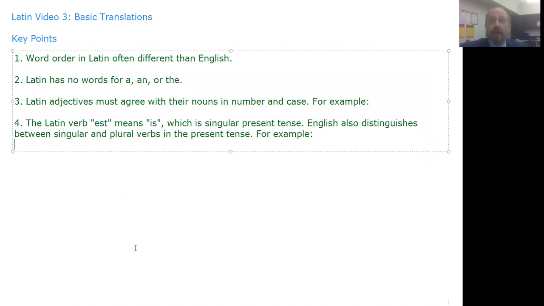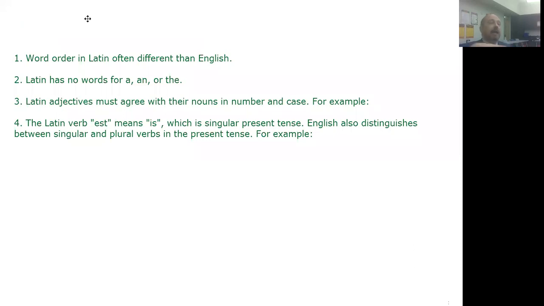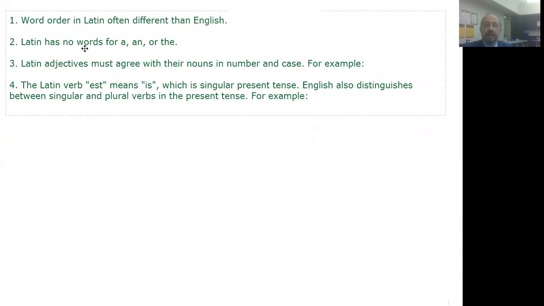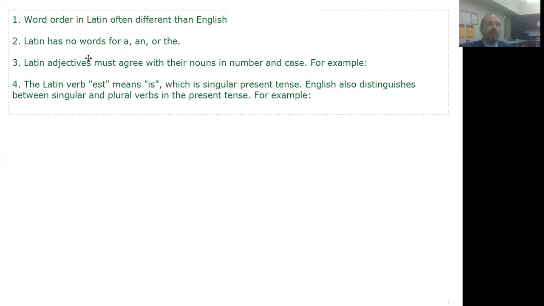All right, so here are four key points, and we're going to look at those examples in a moment. Okay, first key point that I want you to remember is that Latin sentences often, not always, but often have a different word order than English sentences. Okay, and this is something to remember when you're translating the Latin into English. Some of the time you're going to have to rearrange the words in order for them to make sense in English. All right, so remember that, please.